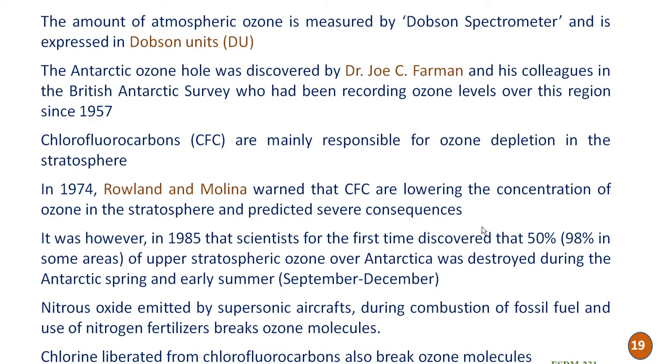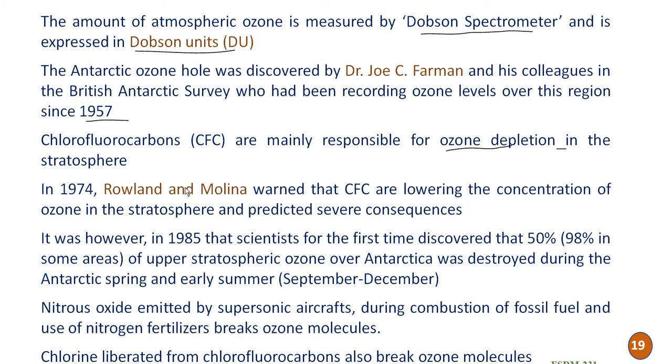So the amount of atmospheric ozone is measured by the Dobson spectrophotometer, and it is expressed in Dobson units, DU. The Antarctic ozone hole was discovered by Dr. Joe C. Farman and his colleagues in the British Antarctic Survey, who had been recording ozone layer levels over this region since 1957. And CFCs, these chlorofluorocarbons, are mainly responsible for ozone depletion in the stratosphere.